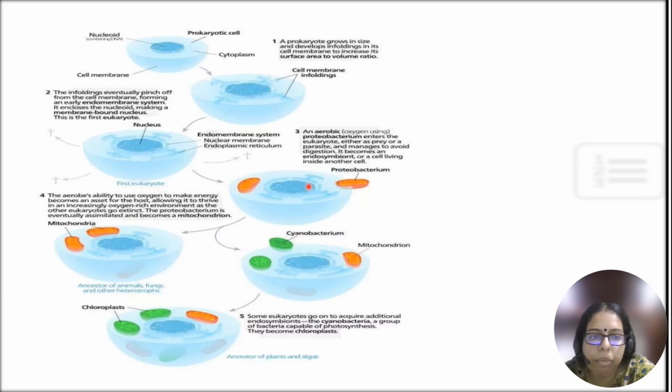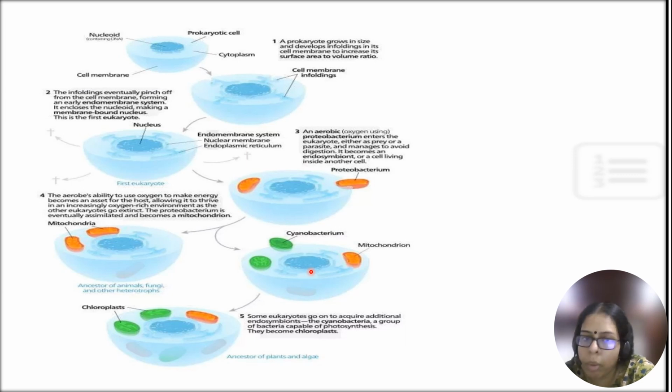The aerobe's ability to use oxygen to make energy becomes an asset for the host, allowing it to thrive in the increasingly oxygen-rich environment as the other eukaryotes go extinct. The proteobacterium is eventually assimilated and becomes the mitochondrion. This is the most important step explaining how the proteobacterium becomes the mitochondrion, the important eukaryotic organelle.